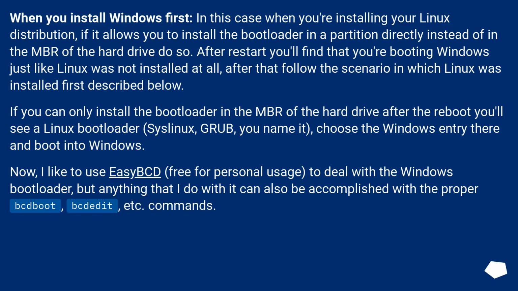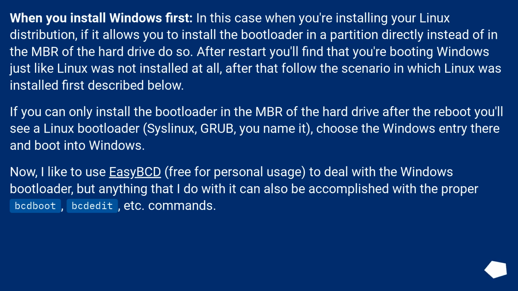When you install Windows first, in this case when you're installing your Linux distribution, if it allows you to install the bootloader in a partition directly instead of in the MBR of the hard drive, do so. After restart, you'll find that you're booting Windows just like Linux was not installed at all. After that, follow the scenario in which Linux was installed first, described below.